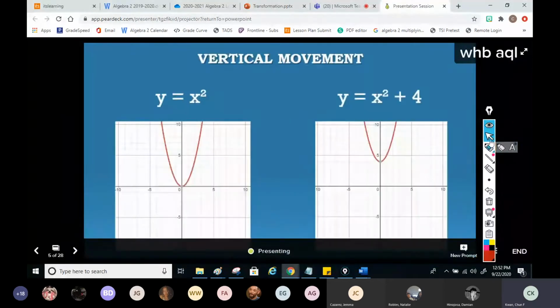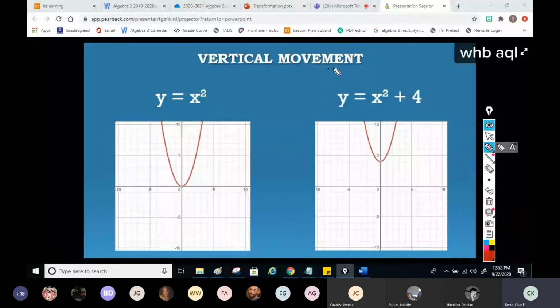So let's talk about the vertical movement first. We are talking about moving it up and down. So moving it up and down, we only look at the number at the very back, the K, okay? So the parent function, this is the original one, all right? The parent function.